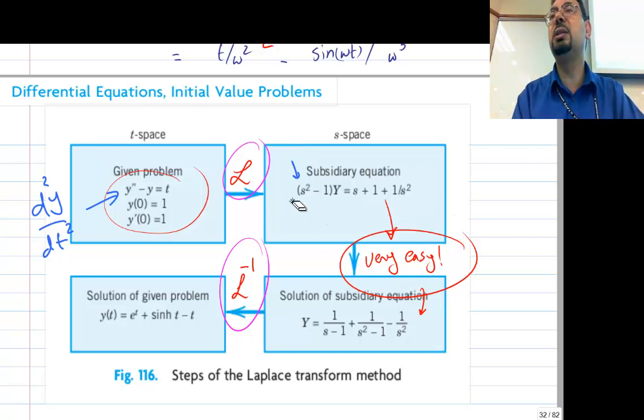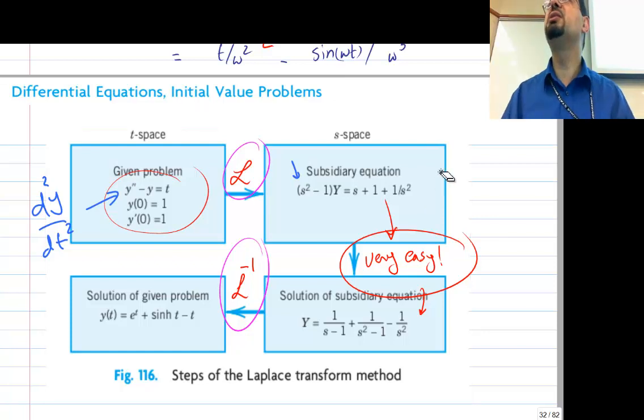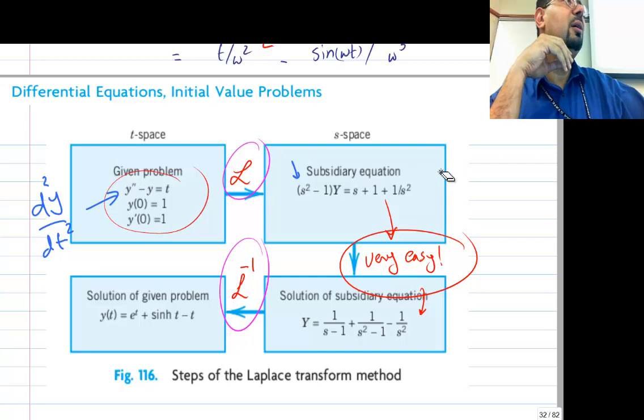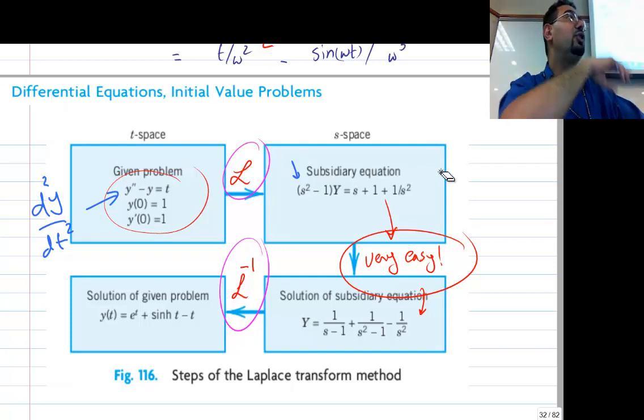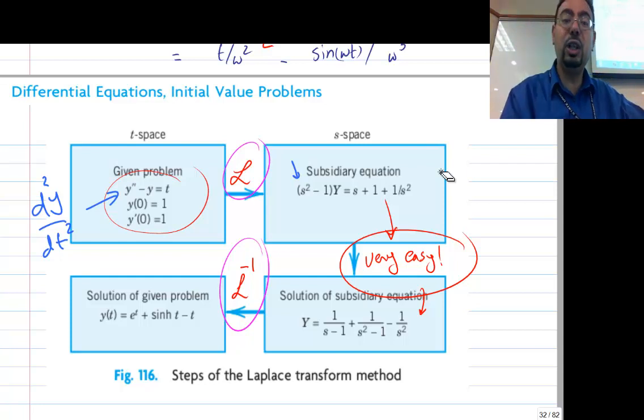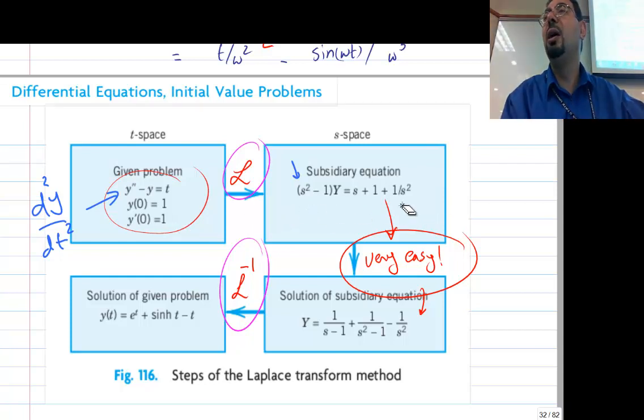So when you look at this, is it easy to get y of s? Because it's an algebraic equation. All the differentiation becomes basically multiplication by s, turning the differential equation into an algebraic equation. And so how can we get y of s? Just put y on one side, put everything else on the other side.